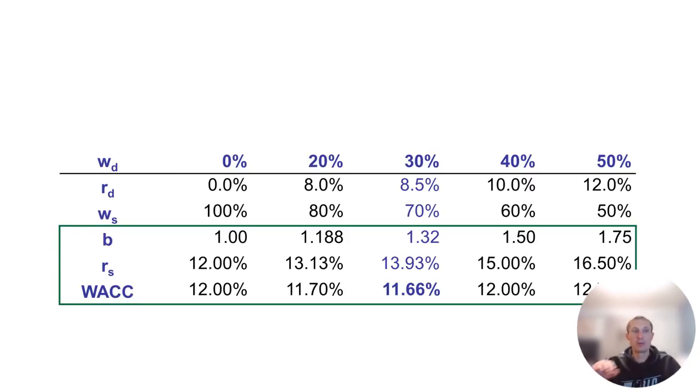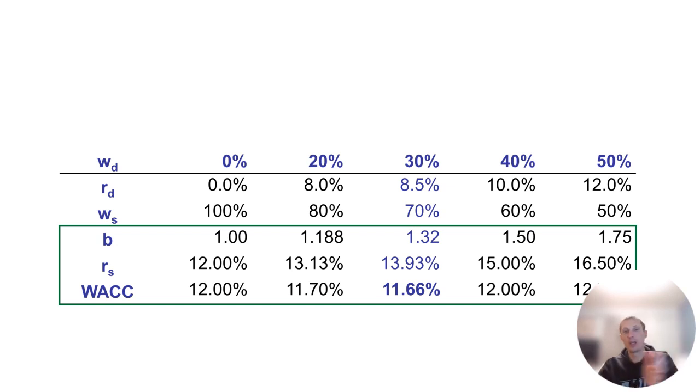Okay, the last thing that I'm going to show you here is a company wants to find the optimal structure, right? And the optimal structure is one that maximizes the value of the firm, which essentially is the one that has the lowest weighted average cost of capital. So here we have 0% debt, 20% debt, 30% debt, 40% debt, 50% debt, right? And our interest rate fluctuates between 0 and 12%.